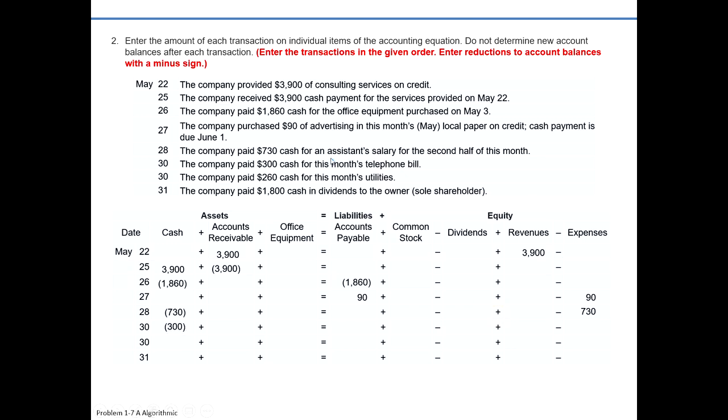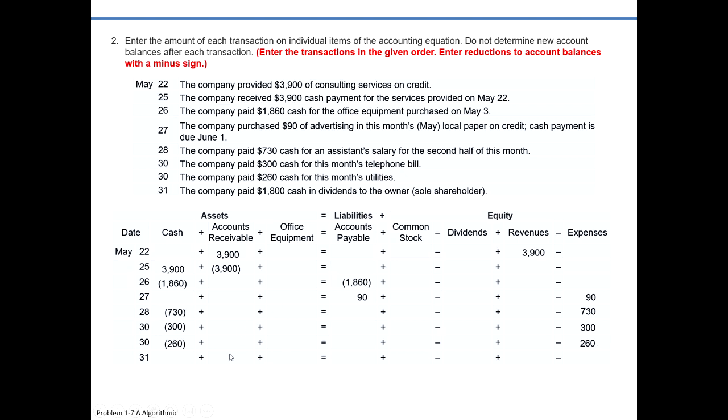On the 30th, the company is going to pay $300 cash. So we're going to show a subtraction of cash for this month's telephone bill. So it's all going to be used up in this month. So we're going to increase our telephone expense by $300. On the 30th, the company is going to pay $260. So decrease cash by $260 for this month, all used up in the month of May, utilities. So we're going to increase our utility expense, which again decreases our equity by $260.